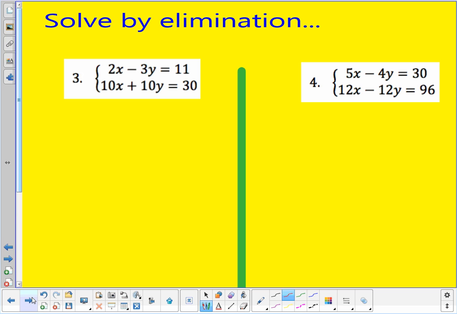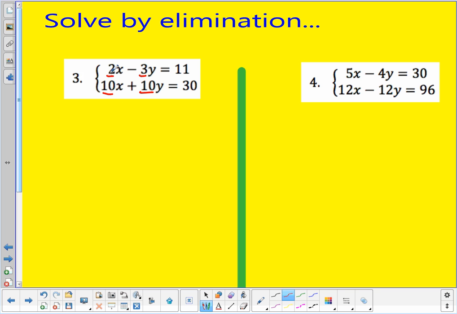Let's try the next one. Solve using elimination. 2x minus 3y is equal to 11. 10x plus 10y is equal to 30. So x's, y's, equal signs, constants lined up. They're both in standard form. Great. Coefficients, 2 and 10, not the same number. 3 and 10, not the same number. So I need to figure out how to make one of these opposites of the other.